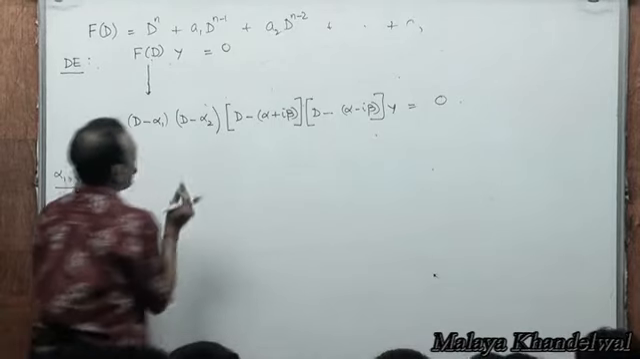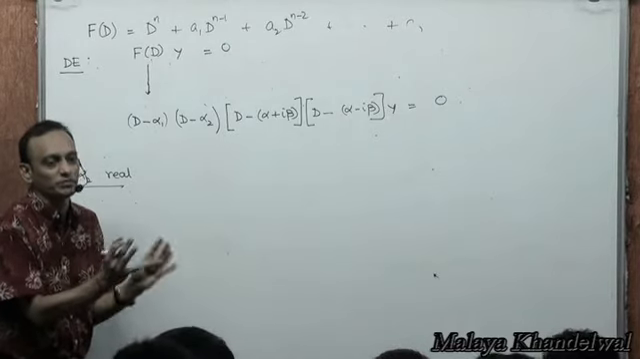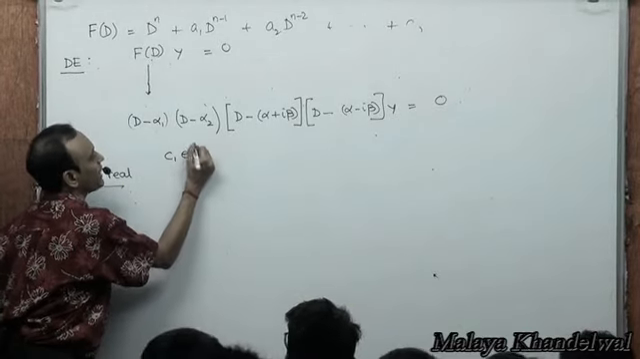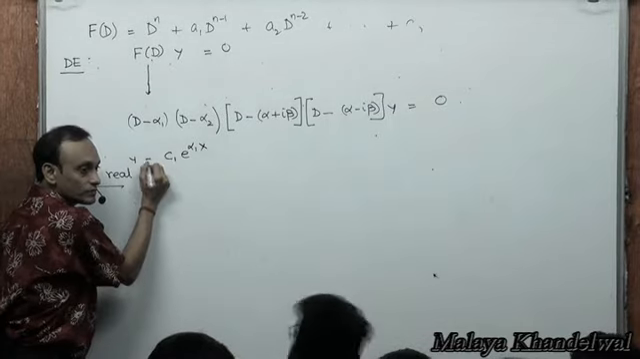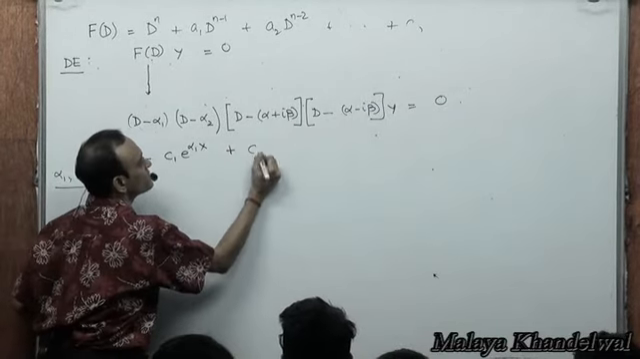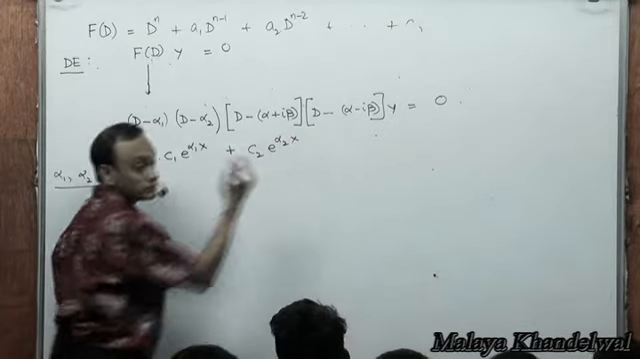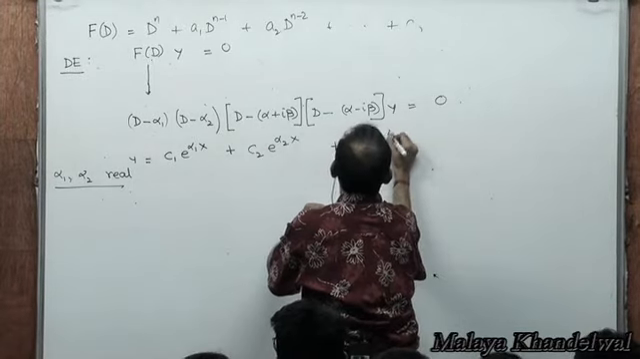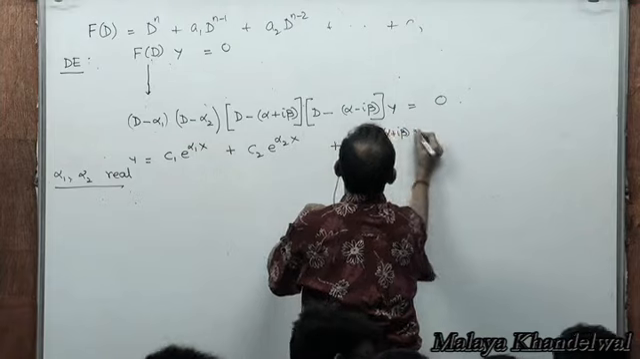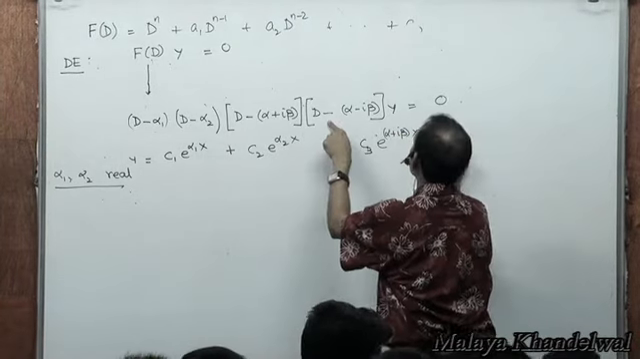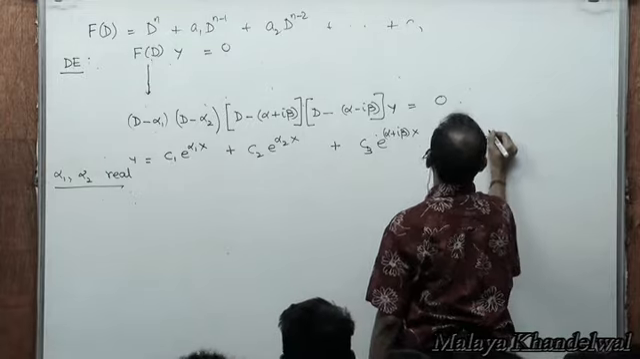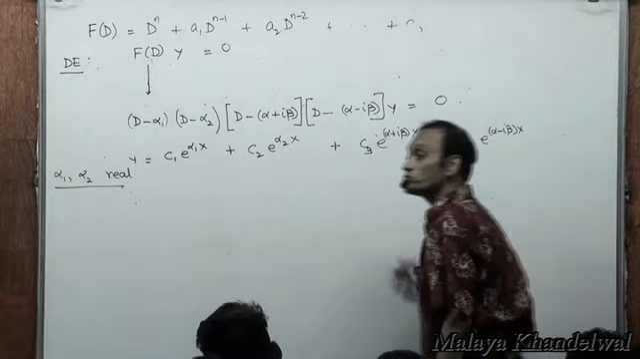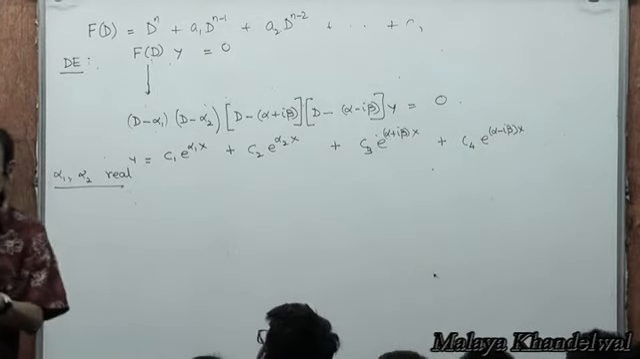Now, let me look at the contribution made by each. Contribution made by this is, say for example, C1 e power alpha 1 x to the general solution. Contribution made by this is going to be C2 e power alpha 2 x. Contribution made by this is C3 e power (alpha plus i beta)x. Contribution made by this is C4 e power (alpha minus i beta)x. That will be the general solution. Yes or no?